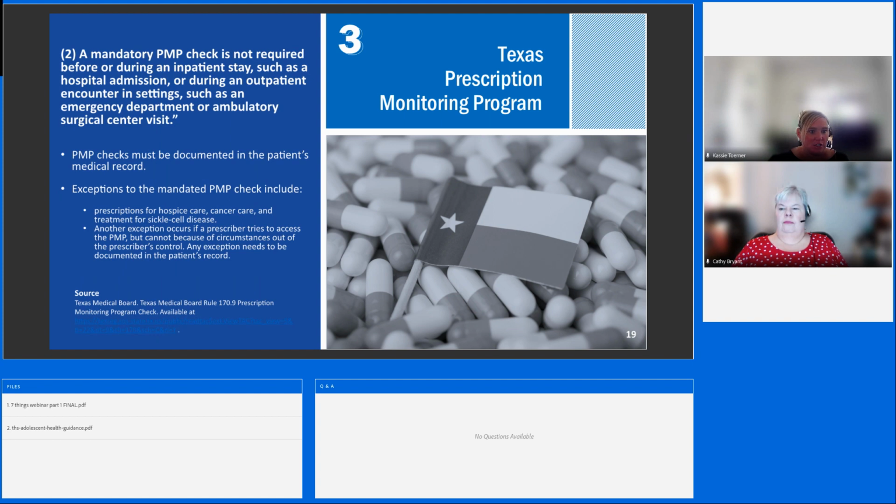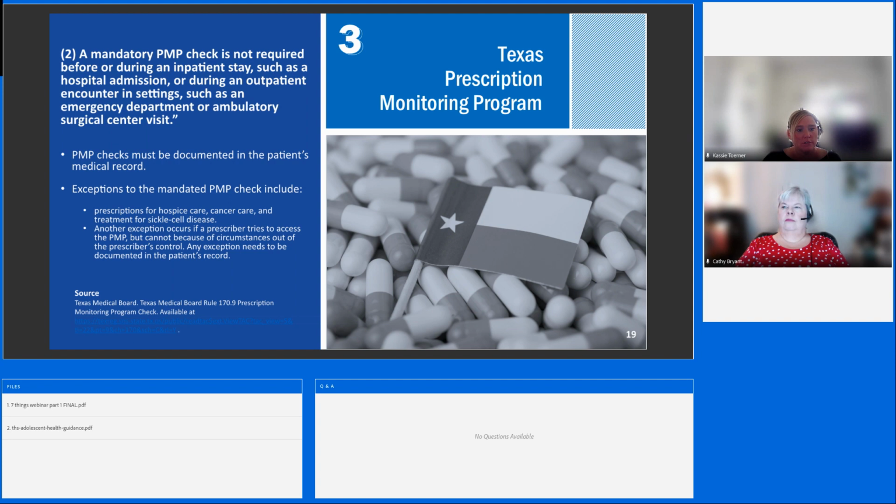The PMP check, as I mentioned, is not required before an inpatient stay or hospital admission or during an emergency department visit. Again, it's at discharge when that should be taking place. These checks should be documented in the patient's medical record. We do see with a lot of EMR systems now that it's integrated into the system where you can have a little checkbox that shows, yes, I have checked the PMP prior to prescribing or prior to discharge. We see that pretty frequently now, so that's not something that you have in your EMR and something that you would want. You can check with your vendor to see if that's possible to add that to your documentation.